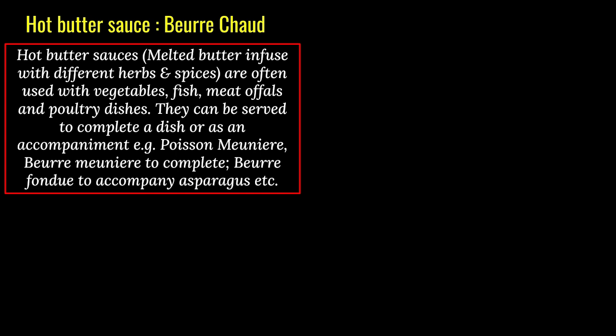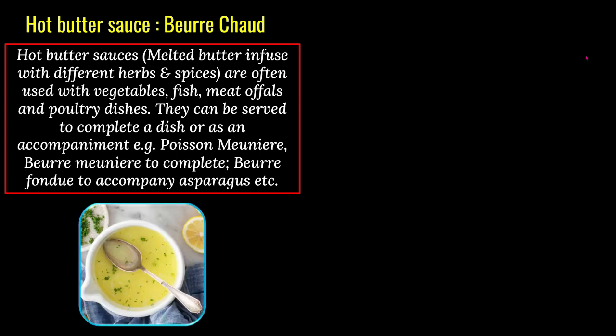It is basically a melted butter infused with many ingredients, and that is the example of the way the hot butter sauce is made. It is like this. You can see melted butter with some herbs and some other ingredients are there. This is an example of hot butter sauce.